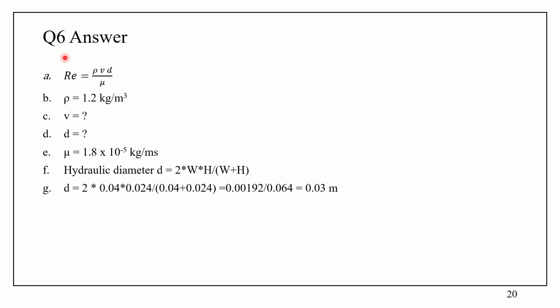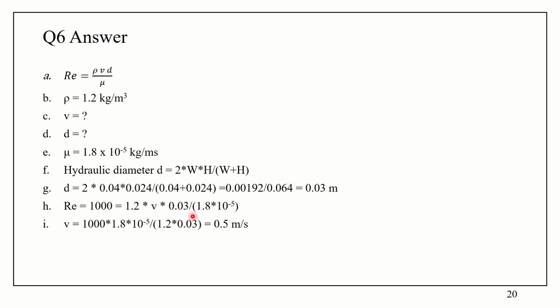Now in this particular equation we know Reynolds number as 1000, rho is given, v is unknown, d we found out as 0.03 meter and mu is 1.8 into 10 power minus 5 kg per meter second. So we are substituting everything back. Reynolds number is equal to 1000 equal to 1.2 into v into 0.03 divided by 1.8 into 10 power minus 5 kg per meter second.